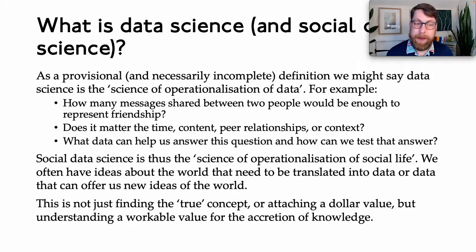So what data can help us answer these questions, and how can we test that answer? How can we come up with a question that might be falsifiable, such that we can know whether or not our claims are really robust when we go out and observe the world? Now, that example was a very social example. So we might think, social data science is thus the science of the operationalization of social life. That is, how do we operationalize concepts from the social world in such a way that we can either see them in data we can already access or get data in order to access that?